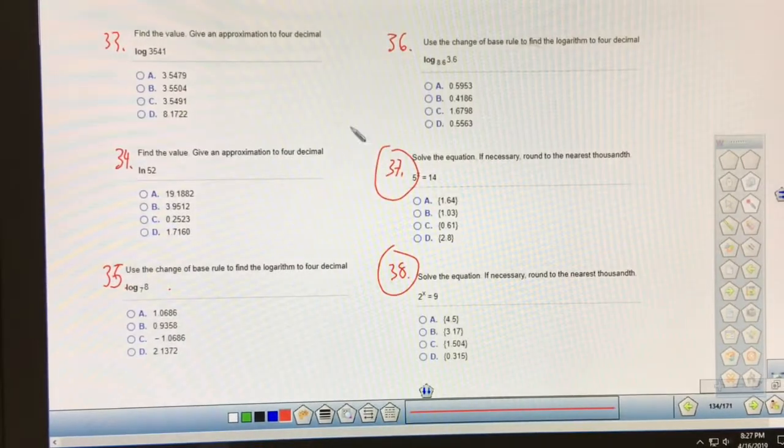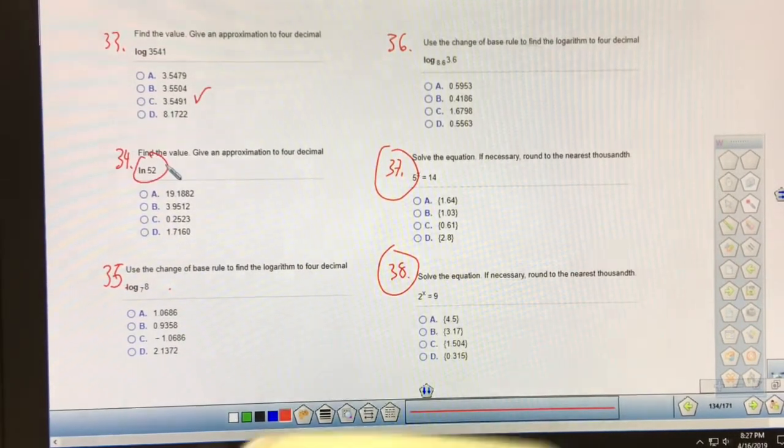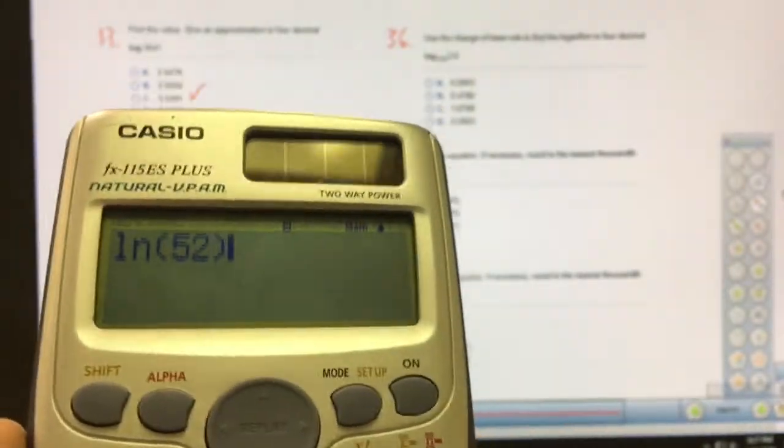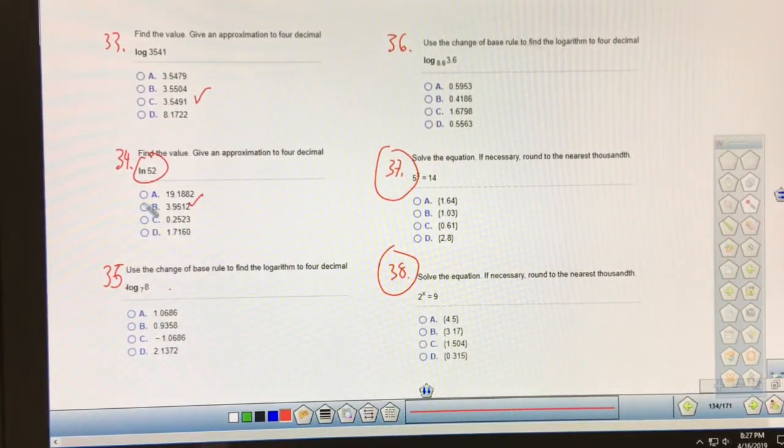3.5491, choice C. ln 52. I'm going to type in ln. That's over there. ln. Notice it's right underneath the log. 52. Type it in. 3.9512. They go really quickly if you know how to type it in.